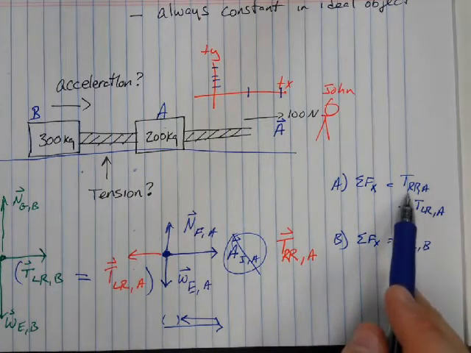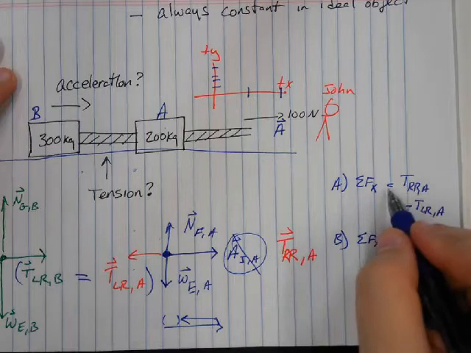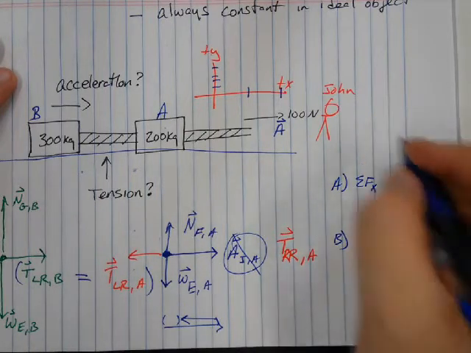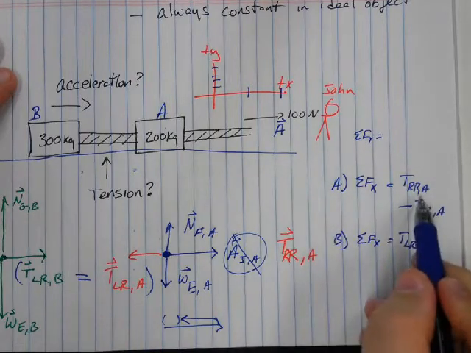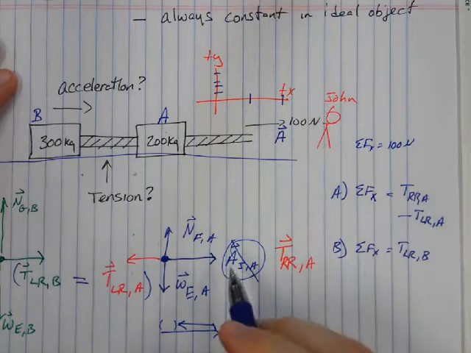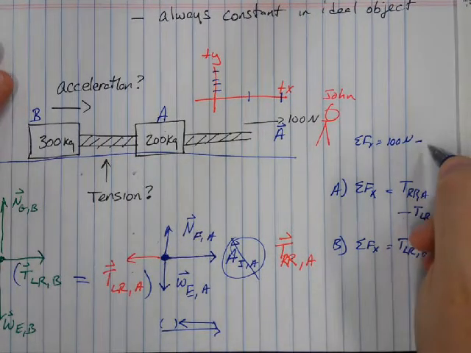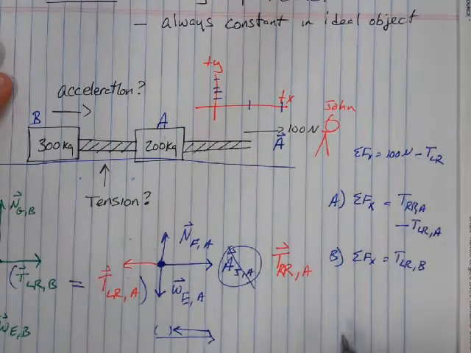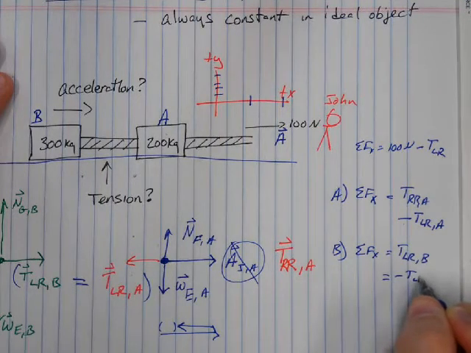So we have an idea of what some of these numbers are. Here, the sum of the forces in the x direction is, well, the tension in the right rope is 100 newtons. That's how much we're pulling on it with. And that is going to be minus the tension in the left rope.